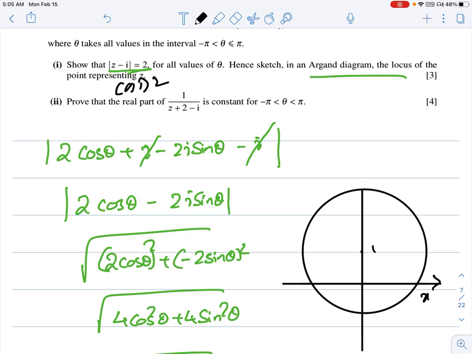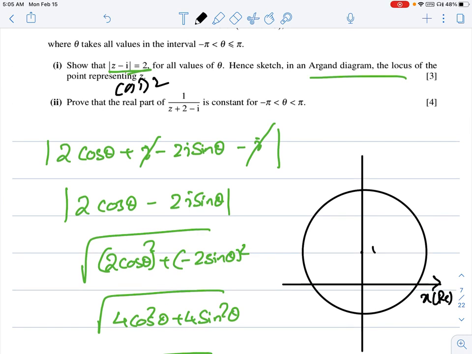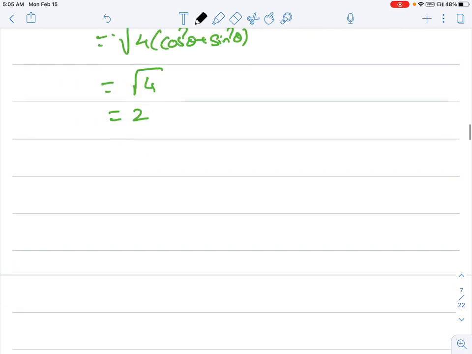So right over here is the x-axis, which is the real axis, and extend this one further somewhat, and this is the y-axis, which is the imaginary axis, and origin O. Prove that the real part of this one is a constant, 1 by z plus 2 minus i.